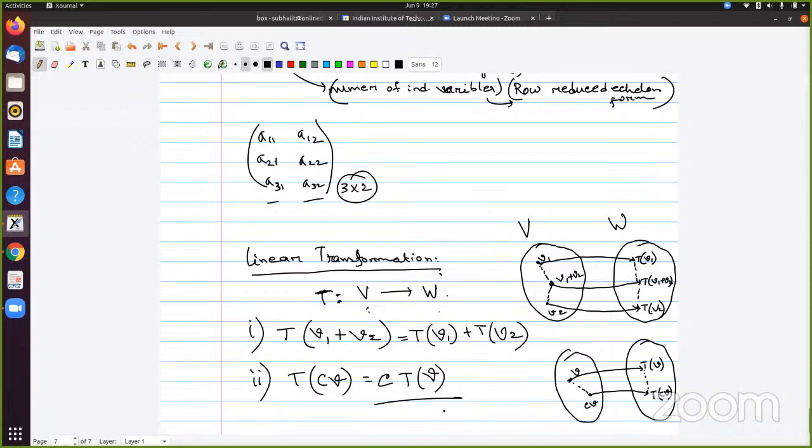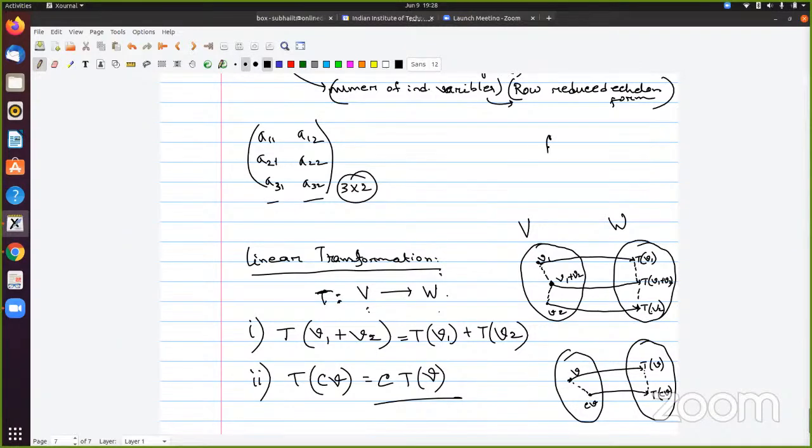Okay, is it clear? I have a doubt here. In the first point, why are we multiplying with T? It's just V1 plus V2, no, sir? We are not multiplying. This is the mapping. We are taking the image of V1 plus V2.